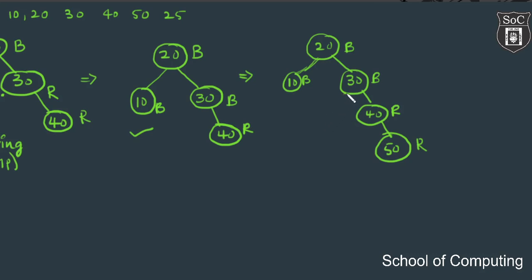So do I have anything like this? As of now, we don't have any other node as a child for 30. So the only child for 30 is 40. So there is no sibling, which means for 50 there is no uncle. For 50, is there any uncle? No uncle. No uncle means what? It is the same as uncle black, right?